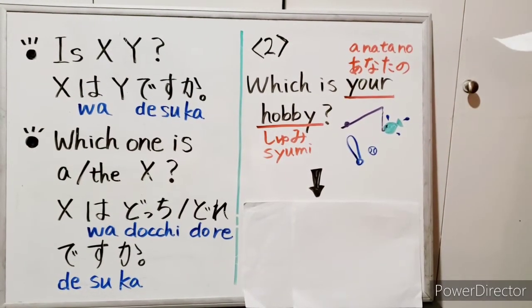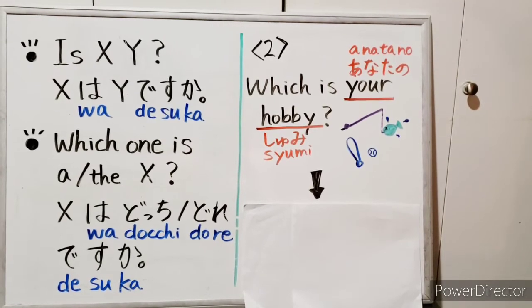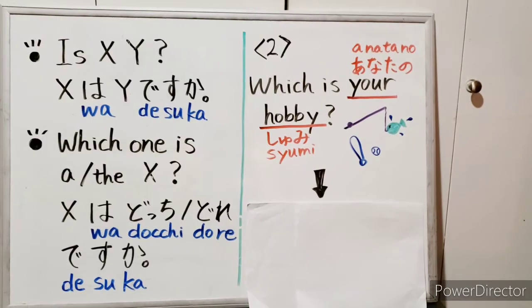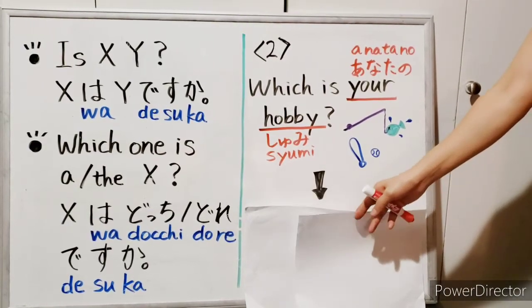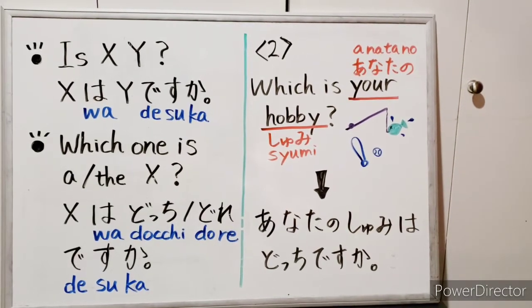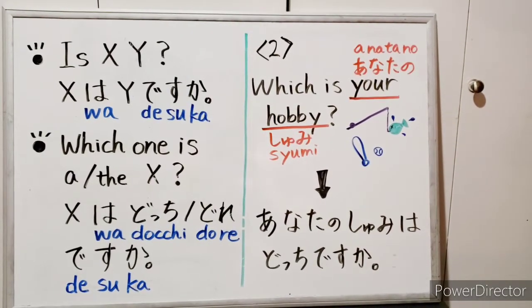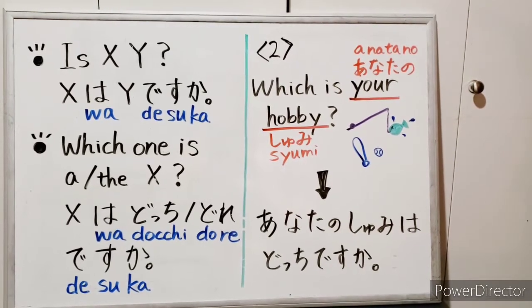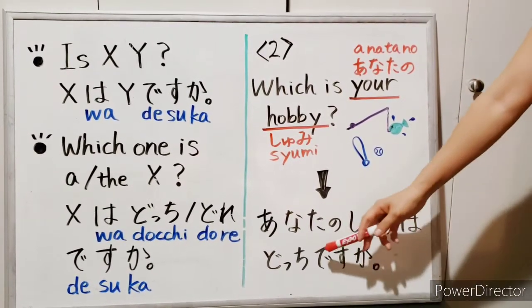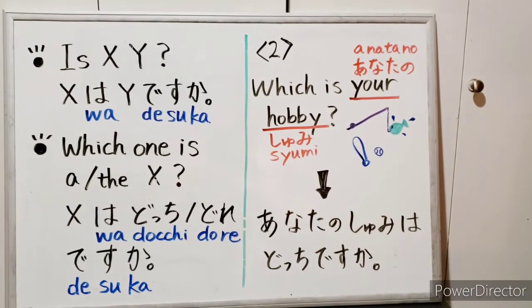Number 2. Which is your hobby? The answer is あなたの趣味はどっちですか? In this case, you need to use どっち because you have only two options.